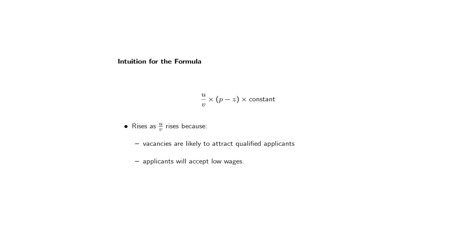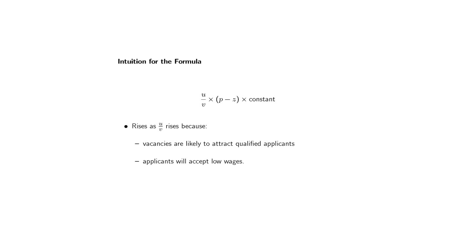So here's the formula again. I'm so bad at this laser thing. There's U over V. So let's first talk about why this is the right sign. What's the intuition for the formula? This is the benefit to the firm of creating a job. So they pay the cost K. Why do they pay the cost K? It's in order to create a vacancy. They pay that cost K in order to get these benefits.